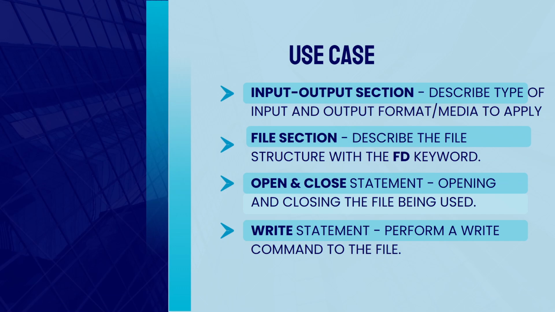The input and output section describes the type of input and output format or media that you will apply in your program. It could be one or more formats that you can use in your program. Under file section, you can describe the file structure with the FD keyword. This is where you describe the structure of the file that you will be using in your program.